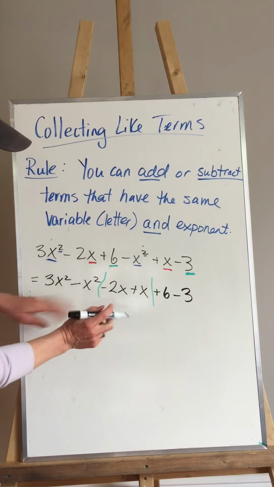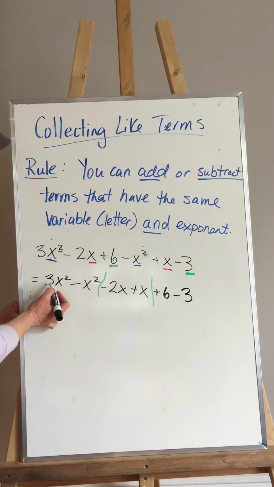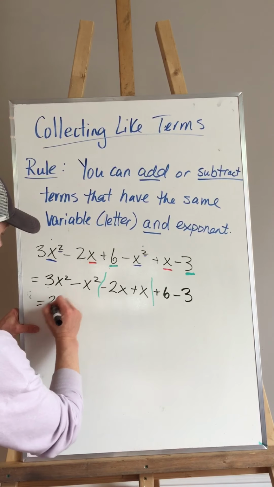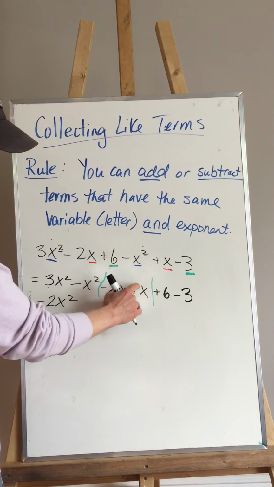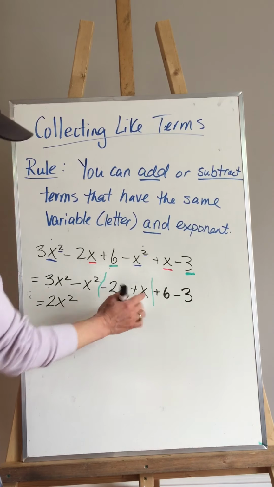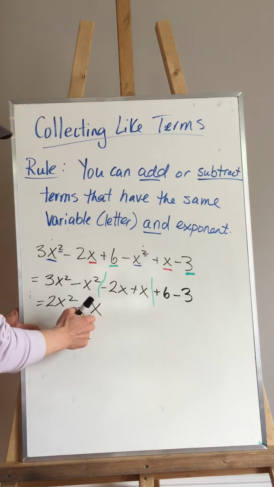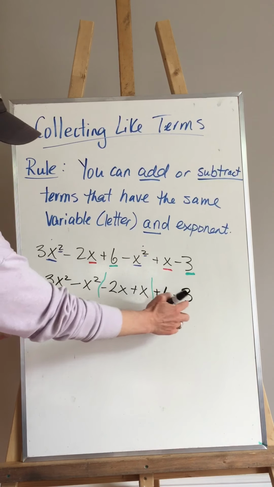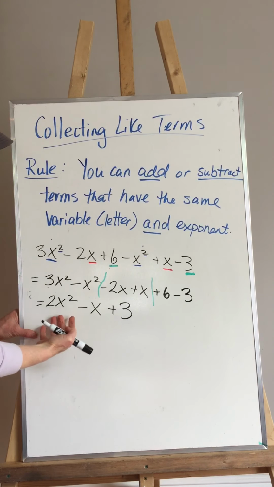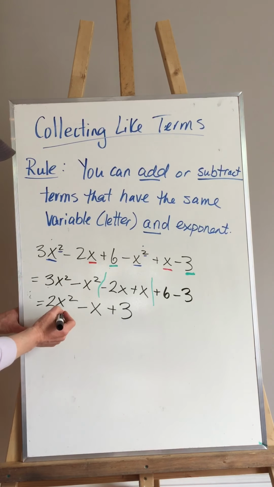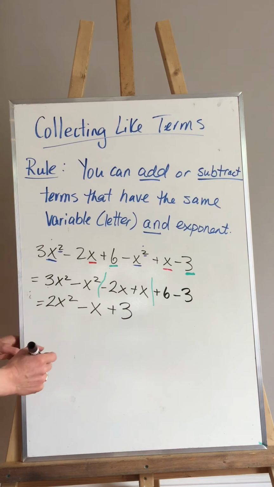So when you're working within a group, you can just ignore the other 2 groups. Okay, so 3x squared minus x squared is just 3 minus 1, so that's 2x squared. Negative 2x plus x, remember there's a 1 in front. So negative 2 plus 1, that's minus 1, so it'll be negative x, that's minus 1x. And then this one's just 6 minus 3, so that's plus 3. That's your answer, okay? You don't need to carry on, you can't carry on, because these are all different terms that cannot be added or subtracted. Okay, so you stop there.